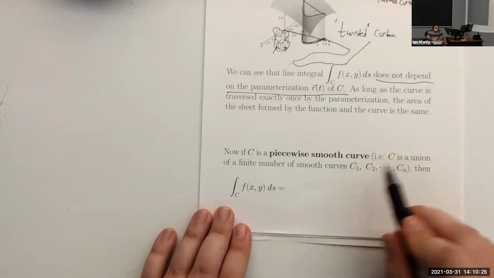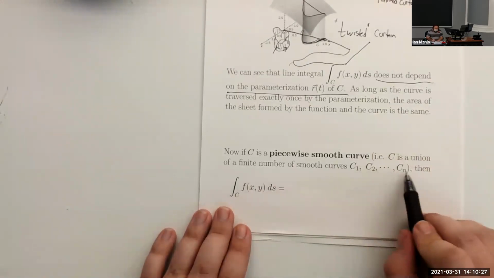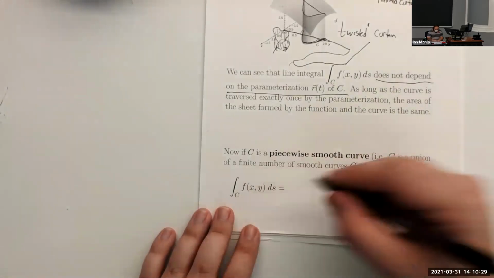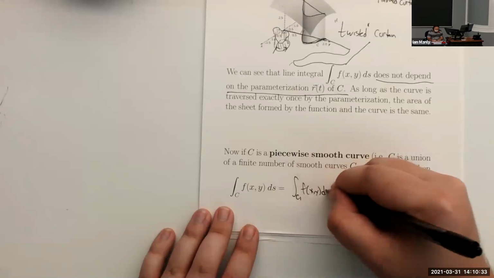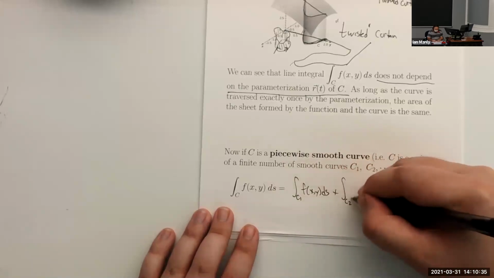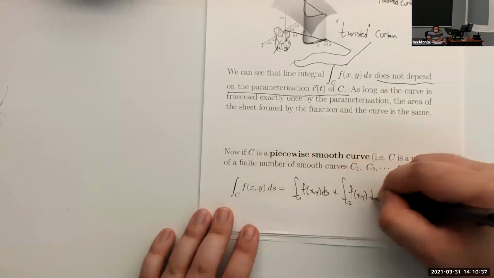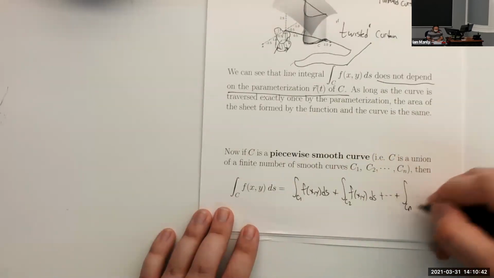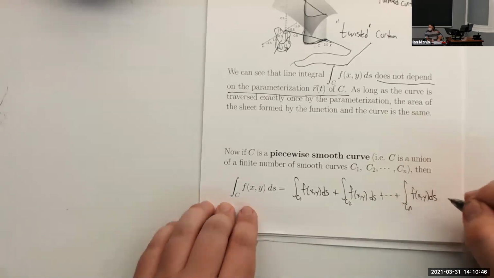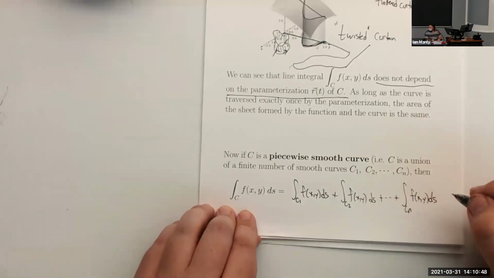So if we could break up C into a finite number of these curves here, then this is going to be the integral over C1 of this, and then we go over C2, and we keep doing this until we finally get to the last segment of the curve, Cn. So we simply add all of those together right here.